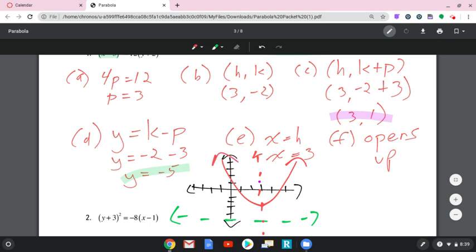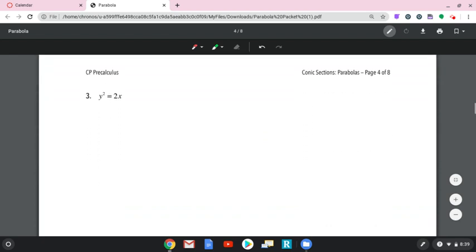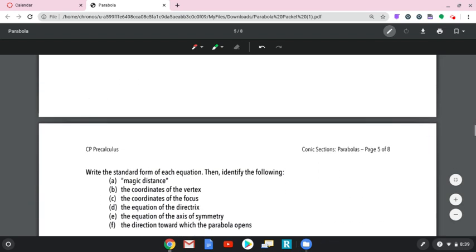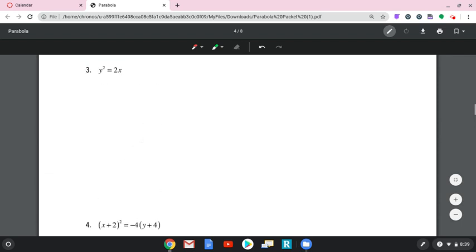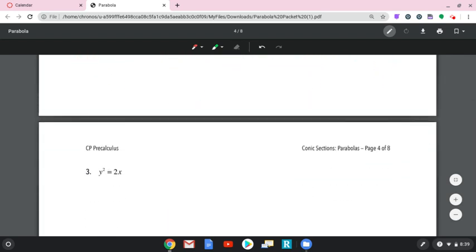All right. So what I would like you to do, guys, is try number 2 and 3 for today, and then we will continue with this tomorrow. I hope you guys have a great day. If you have any questions, please come to office hours, and I will talk to you tomorrow. So 2 and 3 from this packet is your assignment for tonight. Have a great day.